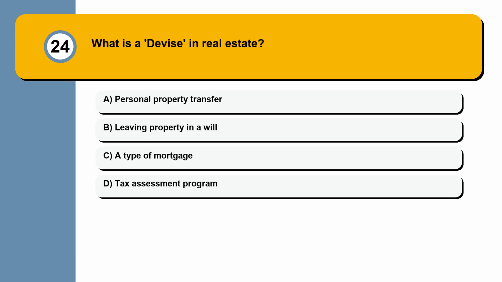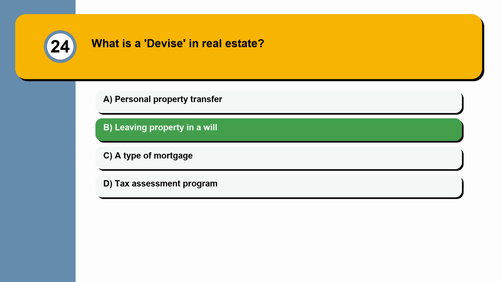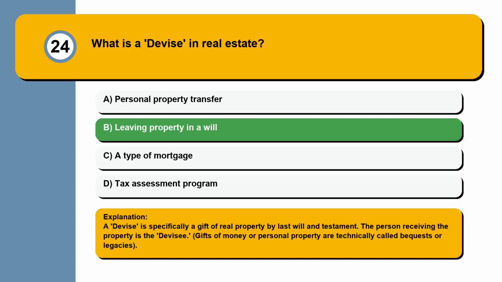Question 24. What is a devise in real estate? Personal property transfer, leaving property in a will, a type of mortgage, tax assessment program. A devise is specifically a gift of real property by last will and testament. The person receiving the property is the devisee. Gifts of money or personal property are technically called bequests or legacies.